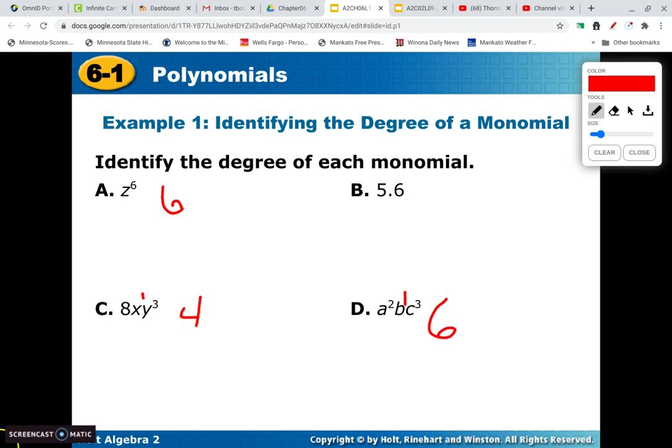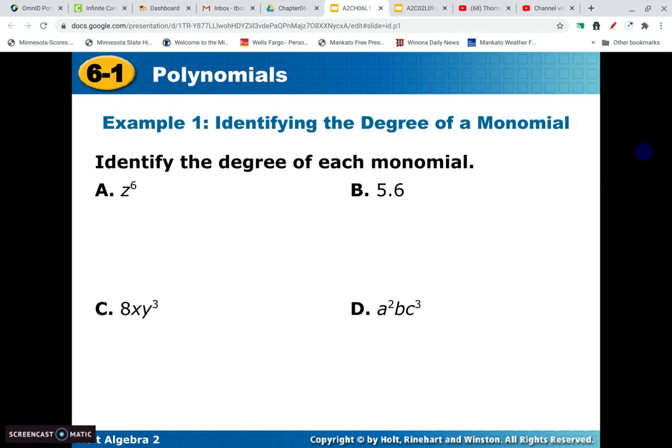So the question on B is, what's the degree of that? Well, remember, the definition is it's the sum of the exponents of the variables. Well, there aren't any variables. So anytime we have a constant, the degree of that monomial is going to be 0. Okay, so we have those.